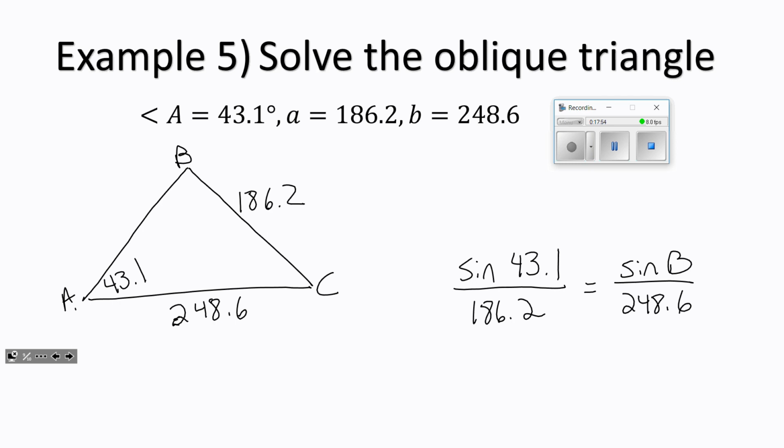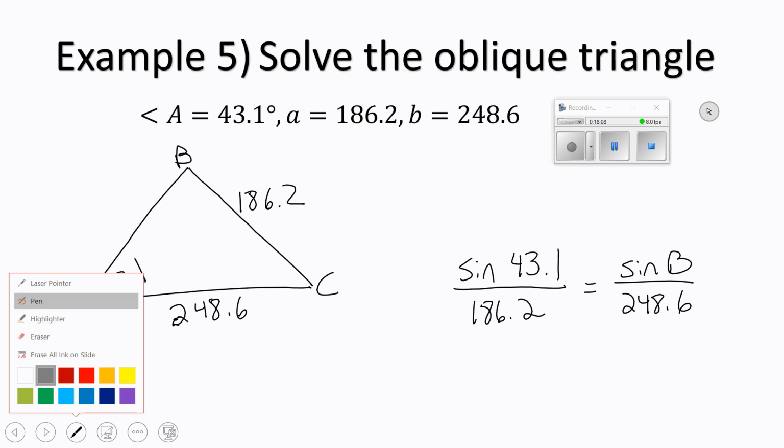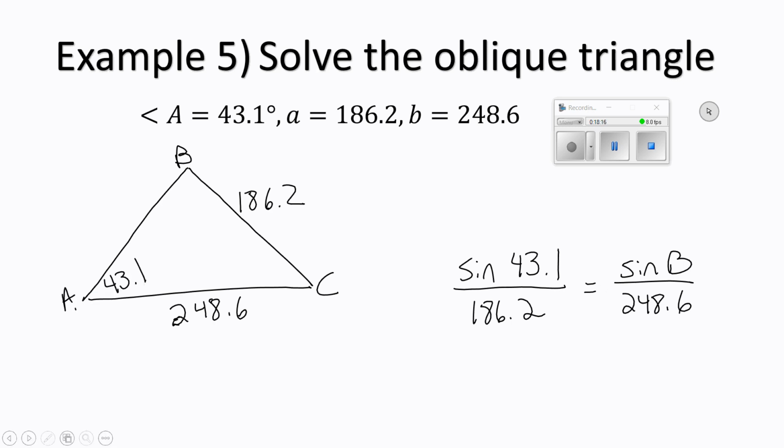Okay? So does everybody understand why you have to find B first? Okay. So does everybody understand why we're not going to find C first? Why can't we find C first? You don't have the angle or the side. You got to have at least one of the pieces or parts in order to find either the angle or the side. So we're going to find B first, and I'm going to cross multiply here.